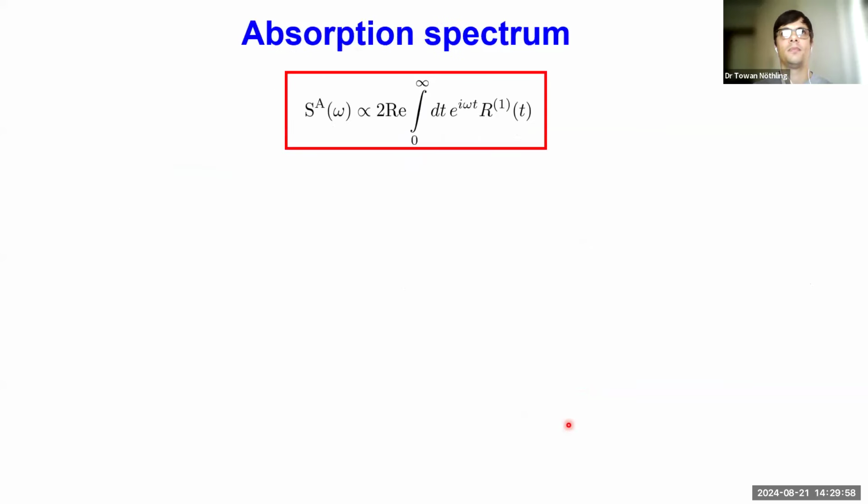Now, finally, we can write the absorption spectrum as the Laplace transform of the linear response function. So as promised, we can now write the spectroscopic experimental results. We can write the absorption spectrum in terms of the response function.